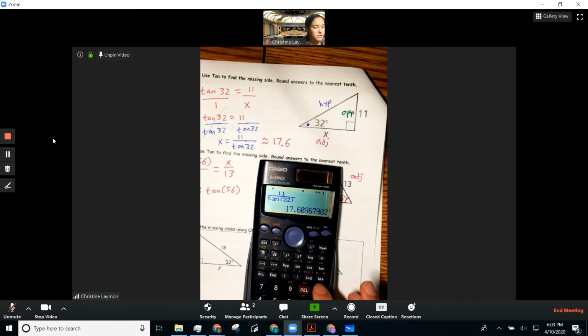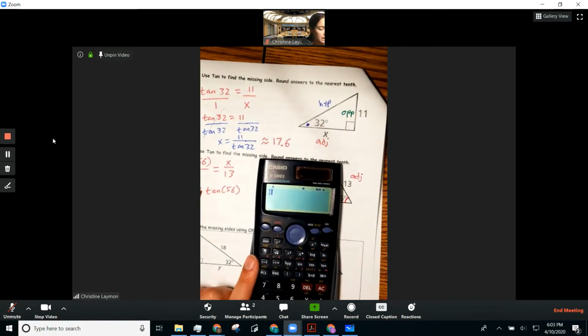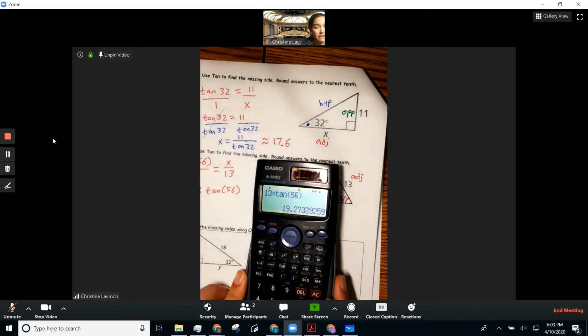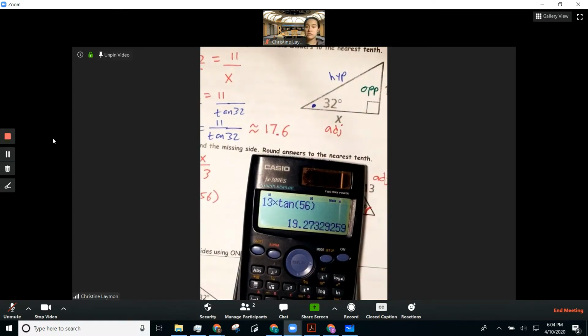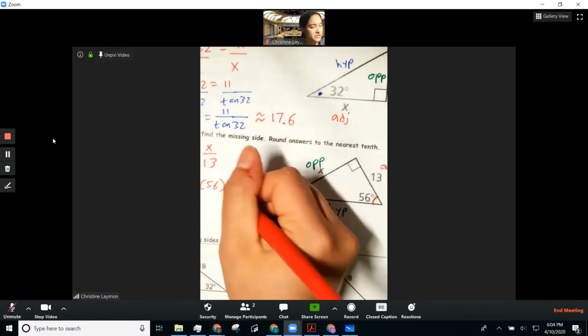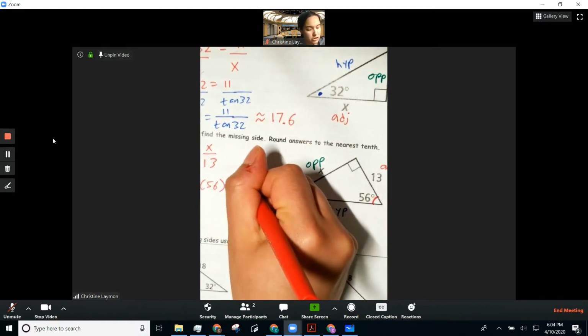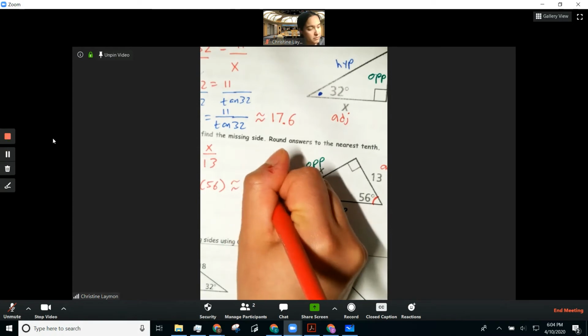Come back to here. Let's clear it. I have 13 times tangent of 56. And I get out 19.27. Go and zoom in a bit. Remember that I am rounding to the nearest tenth. 7 is greater than 5, so that 2 becomes a 3. So I'm going to go ahead and write down 19.3 as my final answer. So in this case here, x is approximately 19.3.